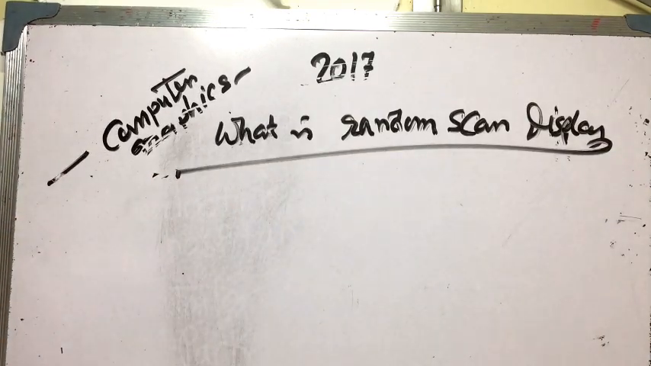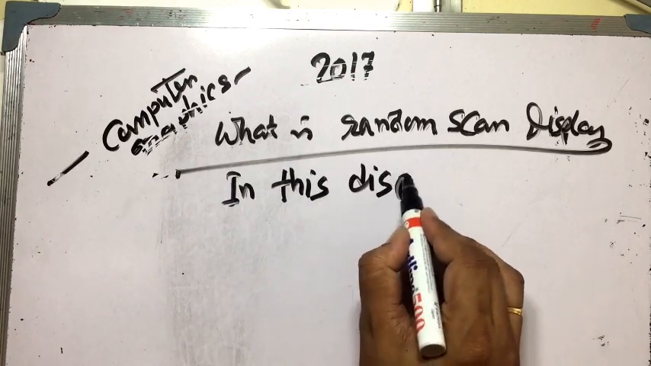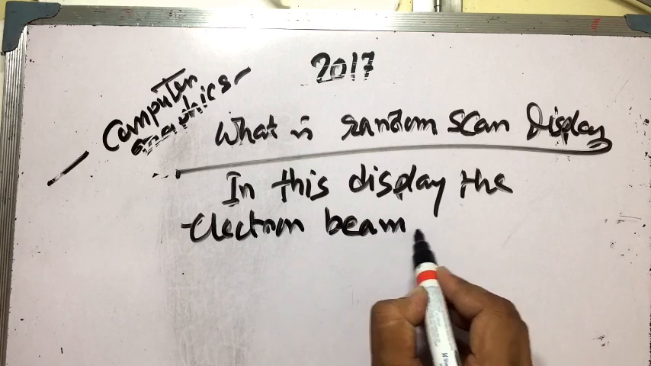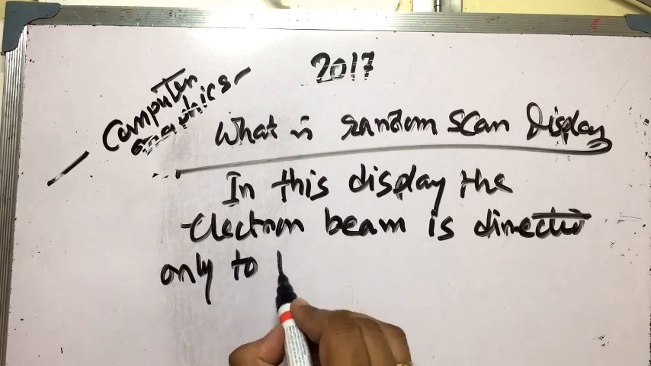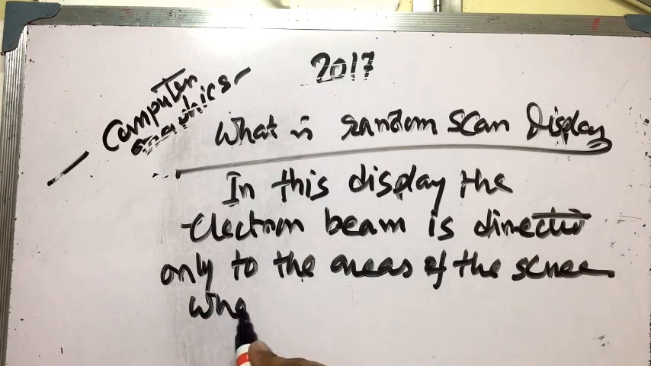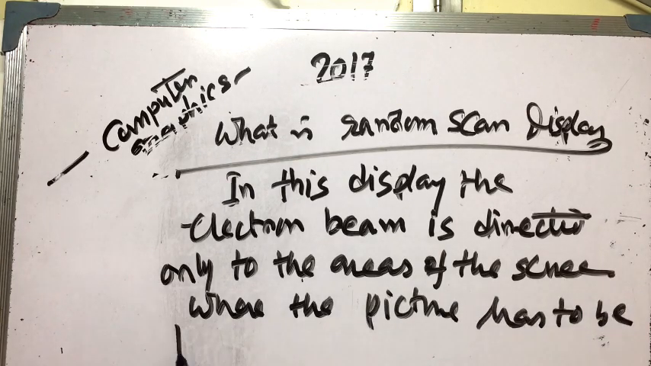There are raster scan display and random scan display. In random scan display, the electron beam is directed only to the areas of the screen where the picture has to be drawn. It is also called vector display.